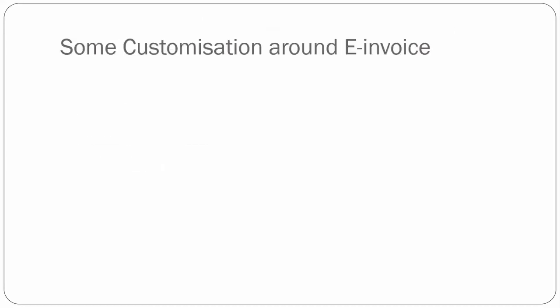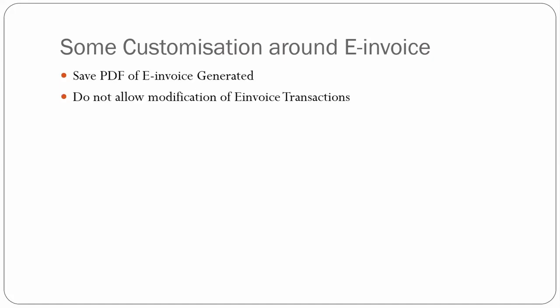As I said, there are some useful solutions also around e-invoice, besides the Tally features which I just discussed. Let me take you through, in brief, what customizations people are using along with e-invoice. One is saving a PDF of the e-invoice generated. The moment your e-invoice is generated, you save a physical or PDF copy of it. So in an automated mode, the moment your e-invoice is generated, there is a PDF file in your Tally folder. That's a customization people are using. Some are also using a customization that stops you from modifying your e-invoice transaction.